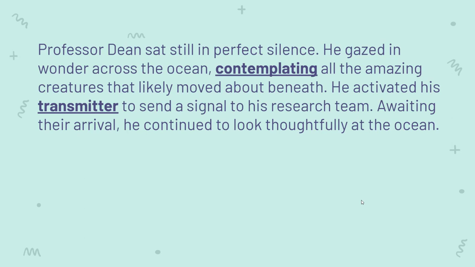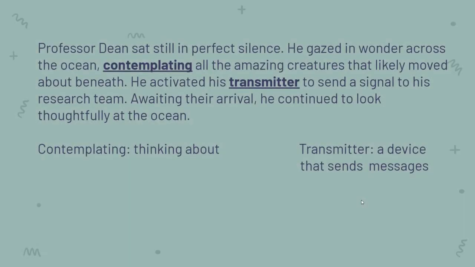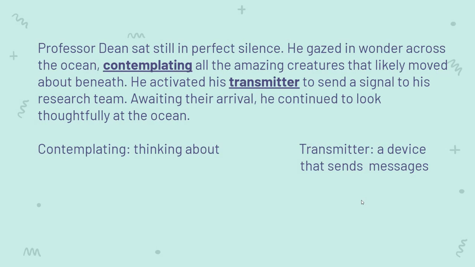Okay, so we see some roots in here as well. Trans, we saw earlier that trans means across. So when we're talking about our story, we see some clues. We're talking about an ocean, we're seeing creatures, and a signal. So when we're trying to figure out the meaning of these two words, we can put those in and we figure out contemplating is thinking about. And transmitter is a device that sends messages.